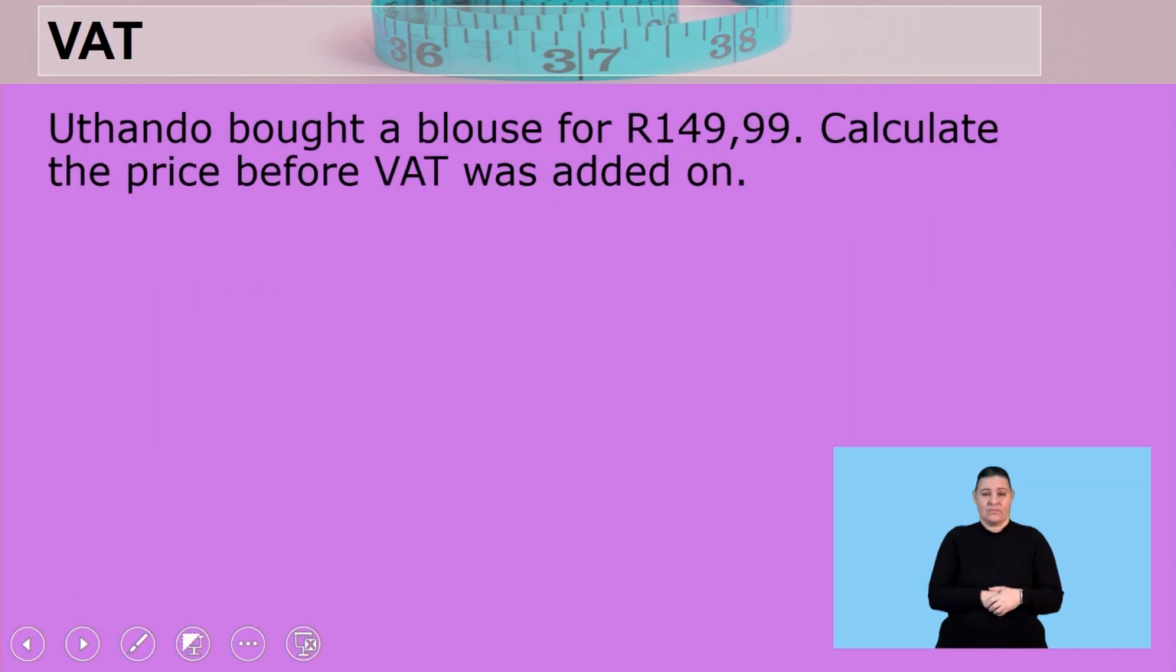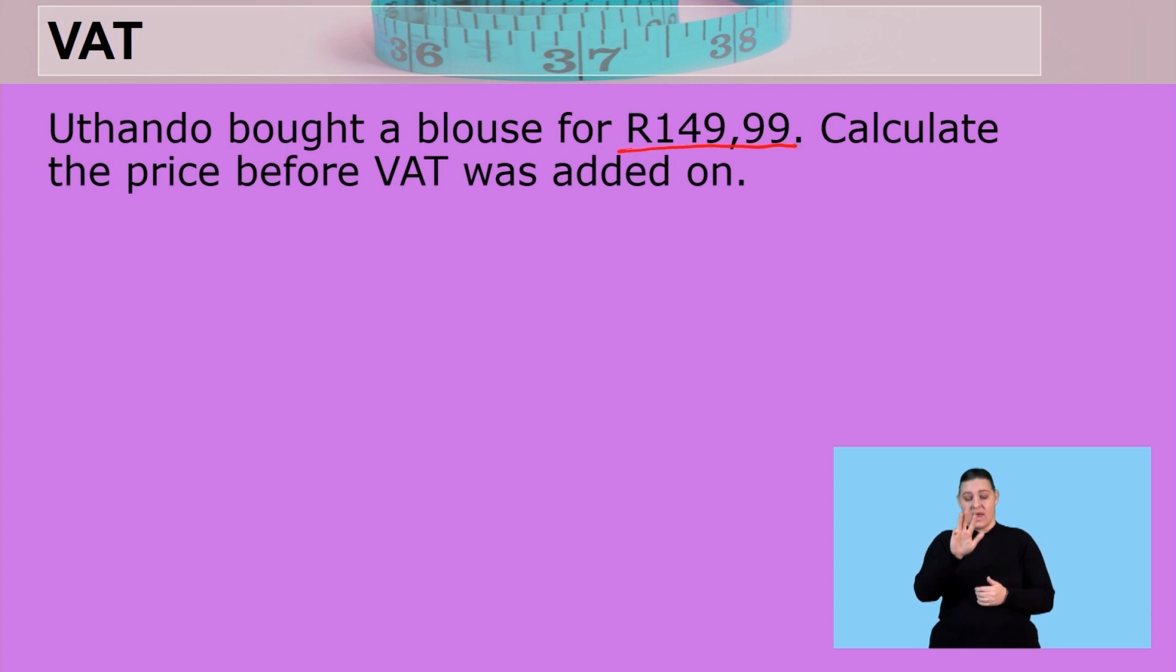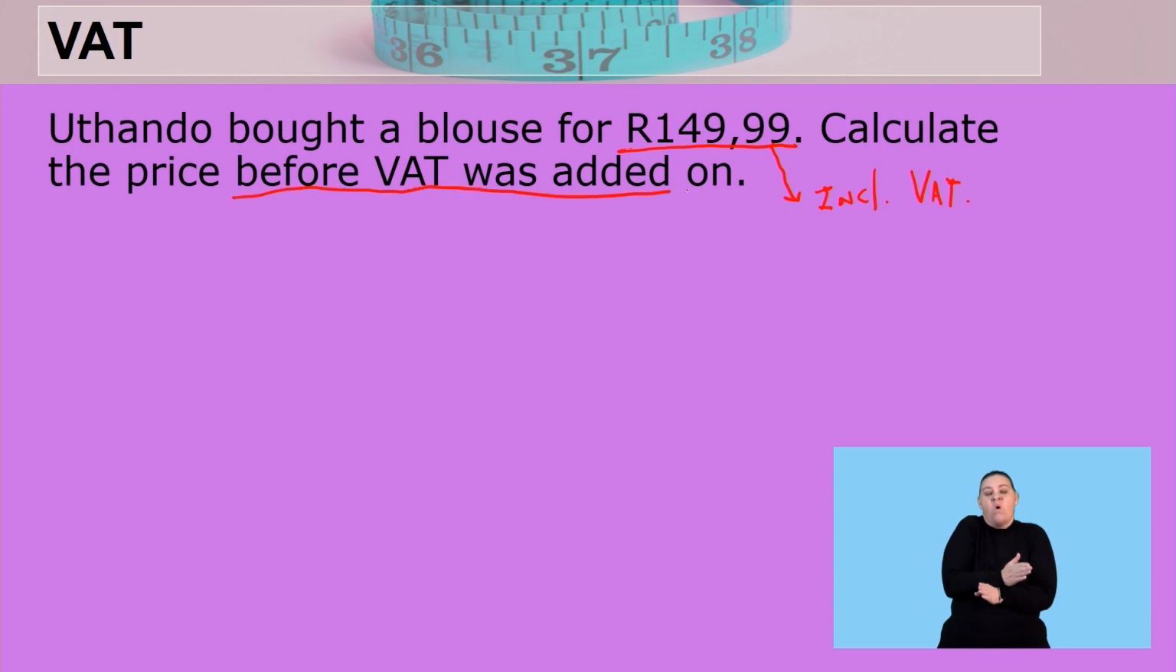All right, there we go. Here's our example. Utando bought a blouse for 149 Rand 99. So if she bought it already, she already paid for it, that's the price including VAT. So I'm going to write that down here. This is the price including VAT. Calculate the price before VAT was added on.